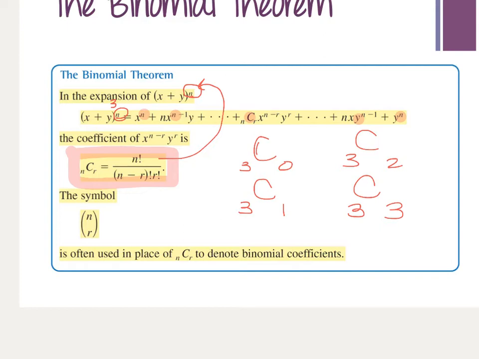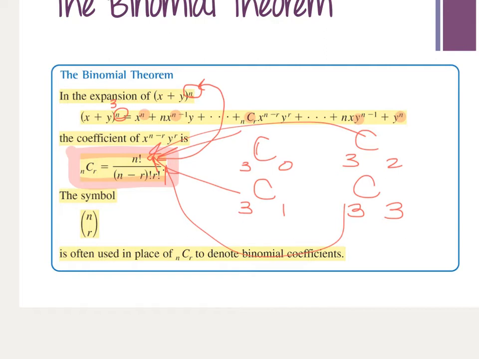So if it's something raised to the third power, I know it has 4 terms. And the very first coefficient would be the 3, 0. The next one would be the 3, 1. The next one, 3, 2. And the last one, 3, 3. And then for each one of these, you would use this equation to find the coefficient. So there's 2 parts to building your expansion. One is the variables themselves raised to a power. The other is the coefficient that goes on the front of them.